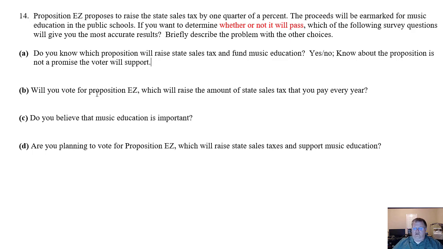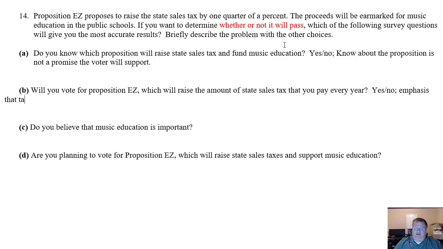Question 2, B, will you vote for Proposition EZ, which will raise the amount of sales tax that you pay every year? Okay, so again we get a yes/no question. So are they going to support it? And we're essentially told the consequence of it, which is going to add bias. And you think, well, why would that add bias? Well, if you just simply say, hey, are you willing to pay more for taxes? People are going to say no. That's going to generate more no responses. So it emphasizes that taxes will increase without knowing why.